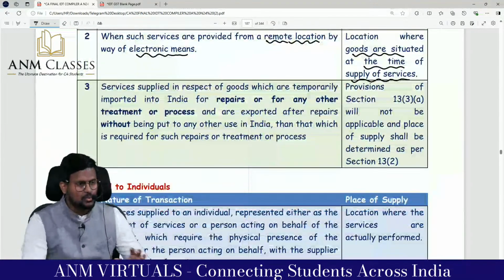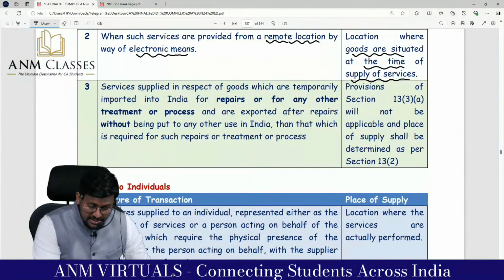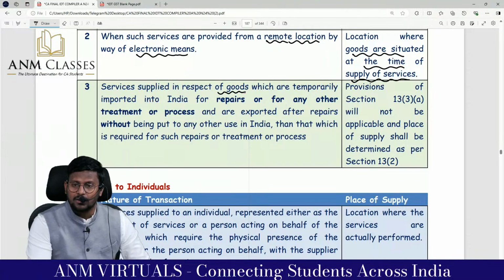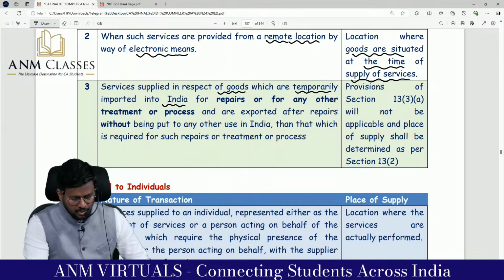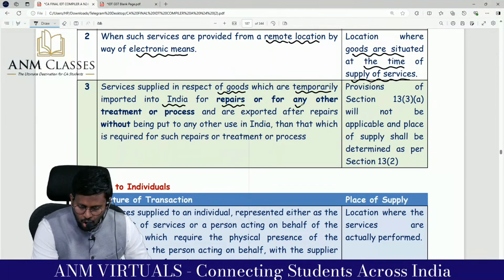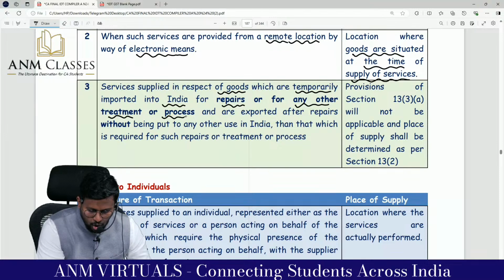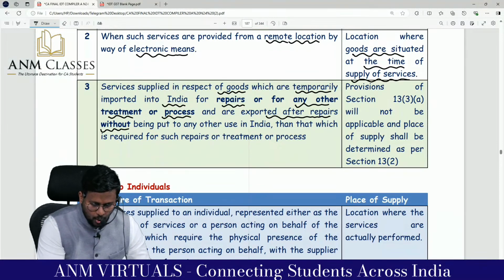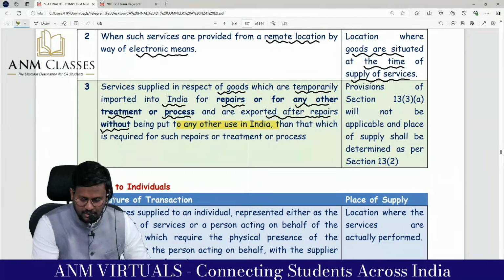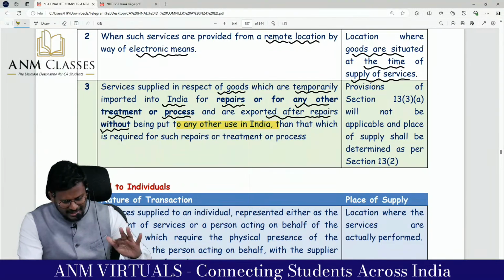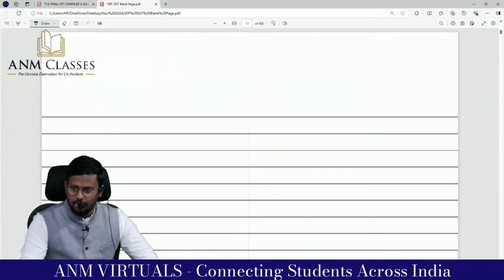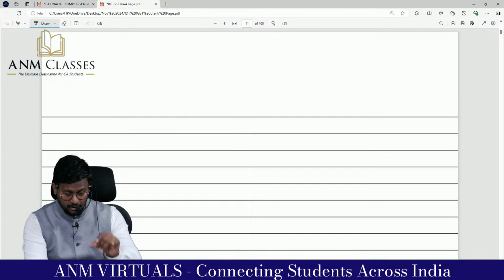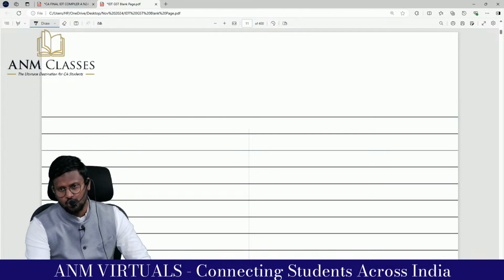Coming to the third one, the last one, with that goods comes to one. Service supplied in respect of goods which are temporarily imported into India for repair or for any other treatment or process, and are exported after repair without being put to any other use in India than that which is required for such repair or treatment or process. I will give you an example. Opposite example. Listen very carefully, because you will not get this from books.